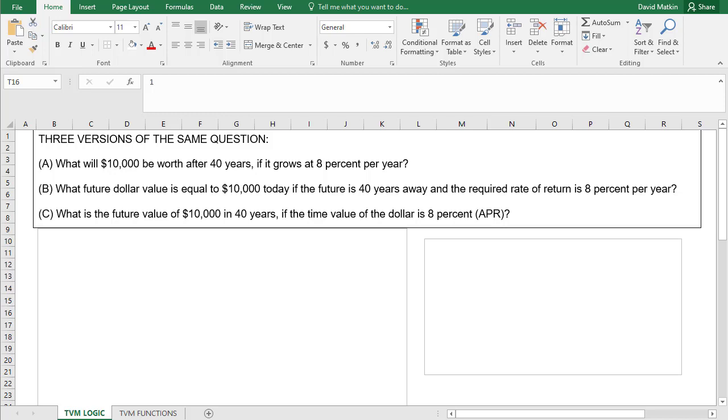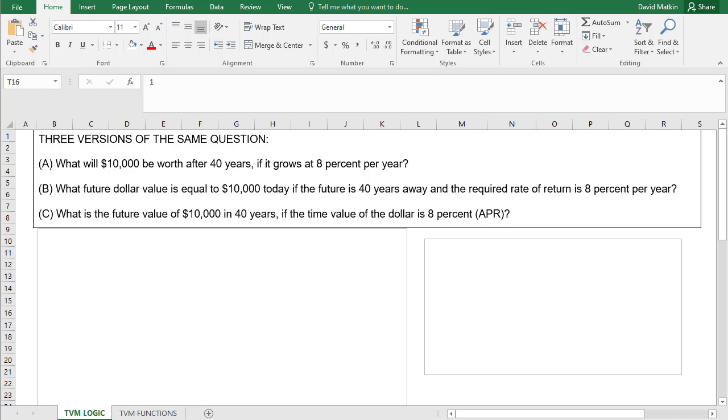All three of those questions, A, B, and C, are asking the same question. Version A may be more intuitive for most of you, and that's how we'll frame a lot of this. But if you want to, I'll just read it. What will $10,000 be worth after 40 years if the $10,000 grows at 8% per year?